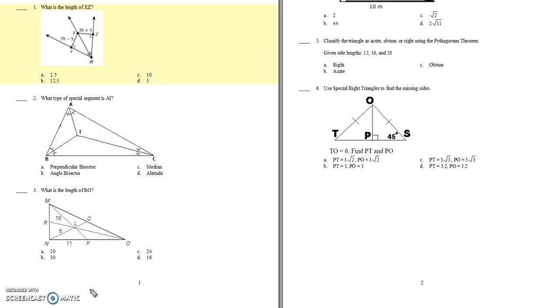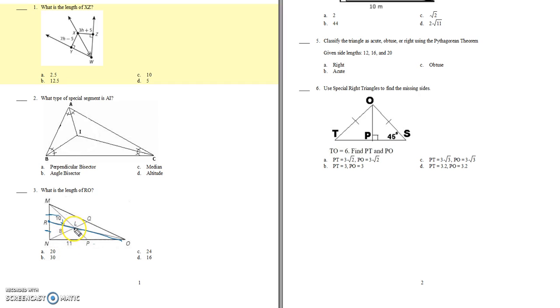Number 3, and I had to move the screen up a little bit. What is the length of RO? Okay, RO is this entire length here. And we can see that all of these appear to be hitting the middle. So these are called medians. Medians start from the vertex and hit the midpoint of the opposite side. Now RL is 10, so that 10 does go with RL.